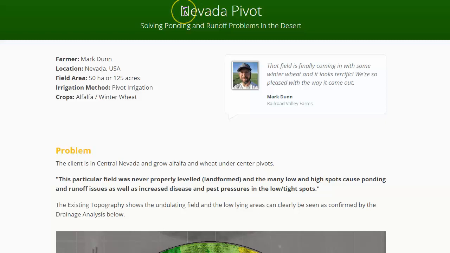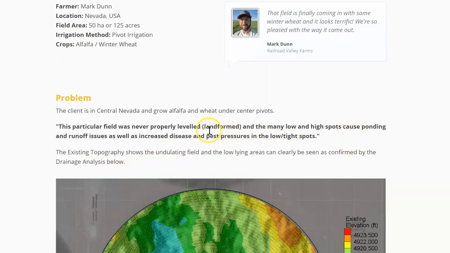I just want to take you through this example case study field, which is in Nevada. It's a center pivot growing alfalfa and winter wheat. The problems the client was having was that there were many low spots and high spots causing ponding and runoff issues, as well as increased disease and pest pressure in the low spots.